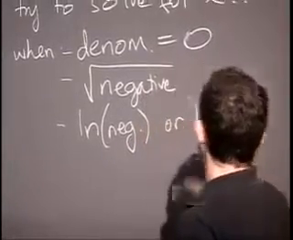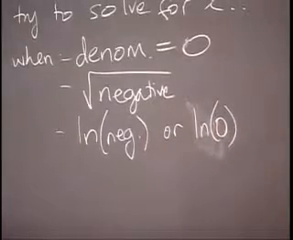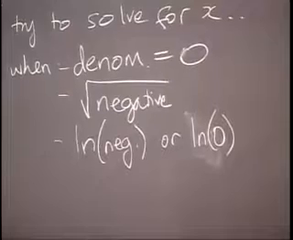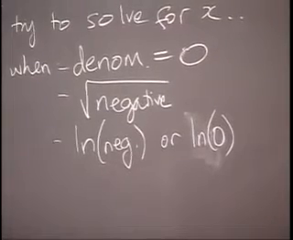Natural log of 0. These are bad. That's going to cause points not to be in the domain. So those are the common possibilities amongst the functions that we're looking at.